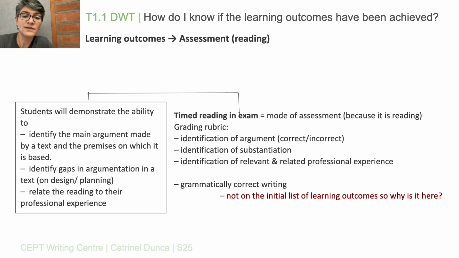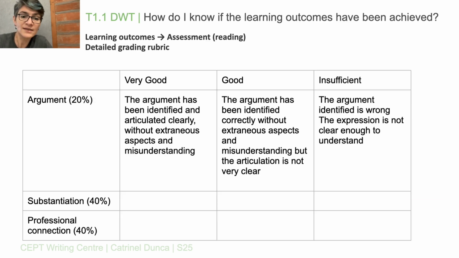So once I decide on the manner in which I will test, the manner in which I will assess, the next thing I need to do is to come up with a detailed grading rubric. It is not that I sit there and look at the exam and say, this is more or less okay. No. Before the students write the exam, before I set the exam, I need to decide what for me is acceptable level of performance and what is not.